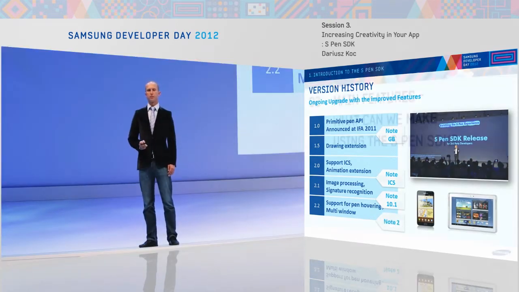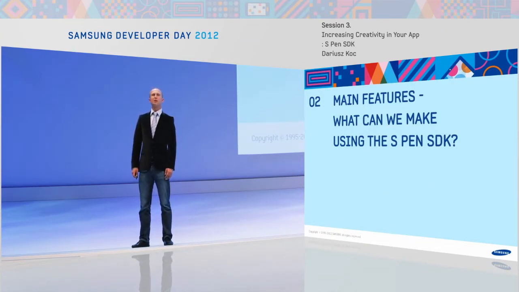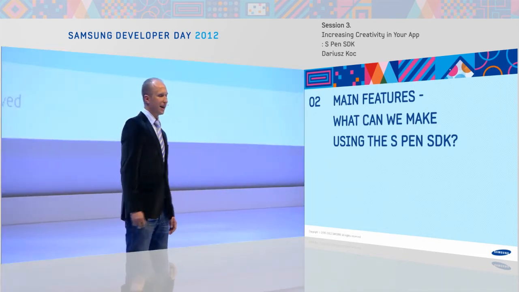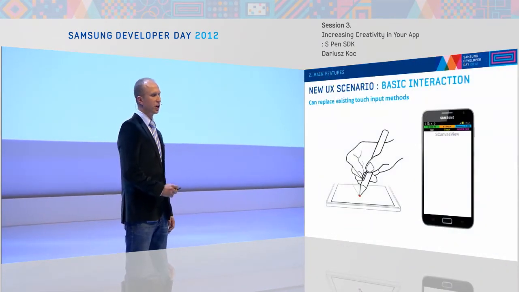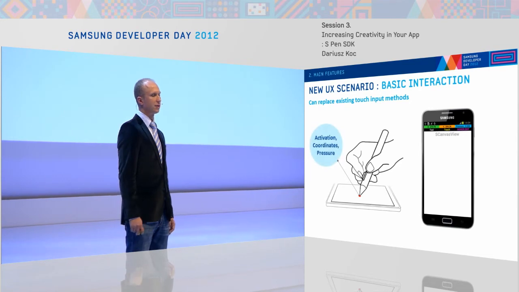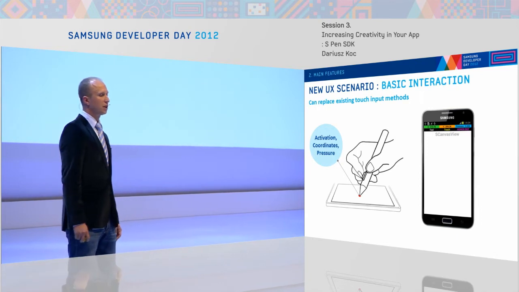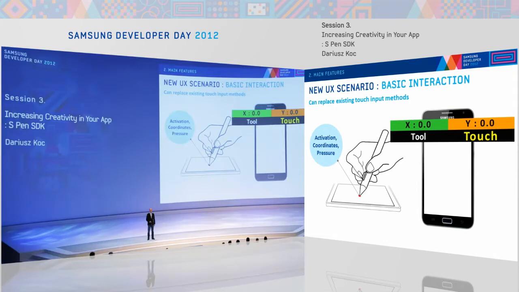Now, I would like to discuss the main features of the S Pen SDK. With the S Pen SDK, what can we do? Basically, you can check various things through the APIs. For instance, you can check the current operation status of the S Pen input, coordinate information, and pressure. To give you an example, as you can see on the screen, you can apply different settings to pen input and hand input.